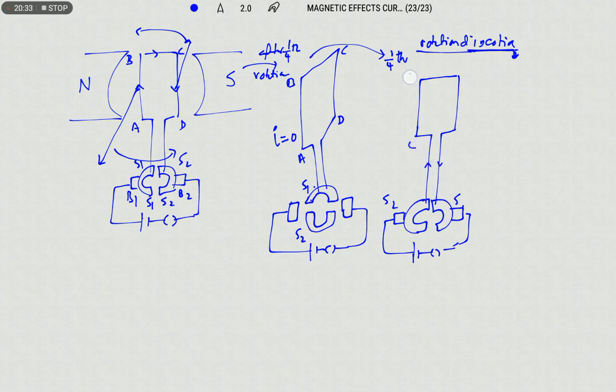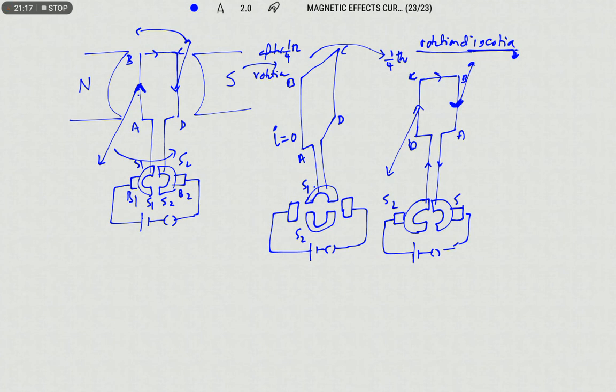That means the current flows in the coil. Right now, in this case, the direction of the current will be D to C and B to A. So here the force acts on arm CD downwards and AB upwards. If you observe clearly, in arm AB the direction of the current is upwards in the initial position. After 1/4 revolution, the direction of the current is going to change to downwards. That means the main use of the split rings is to change the direction of the current.